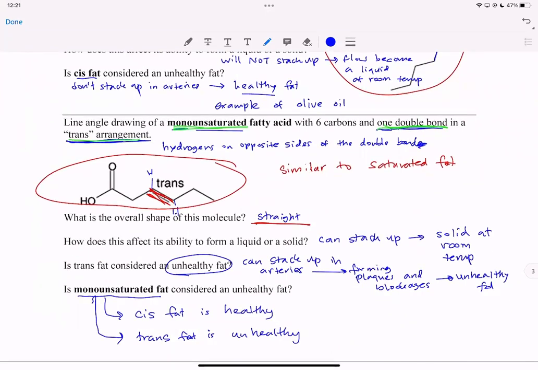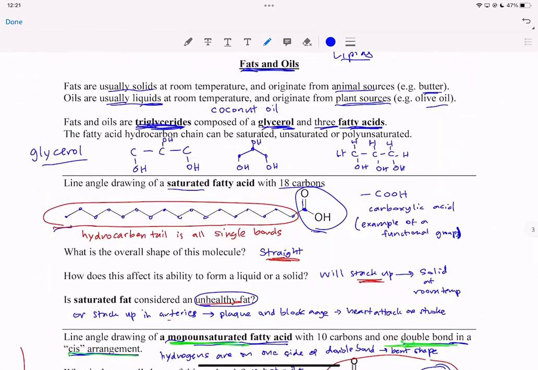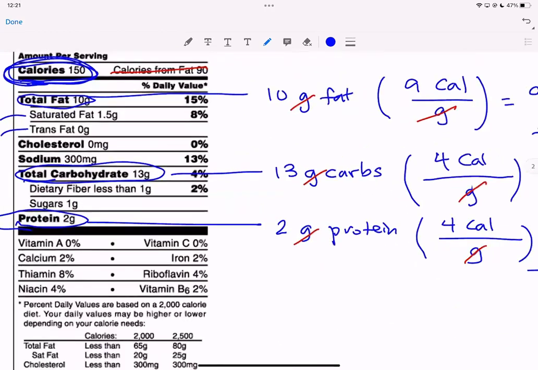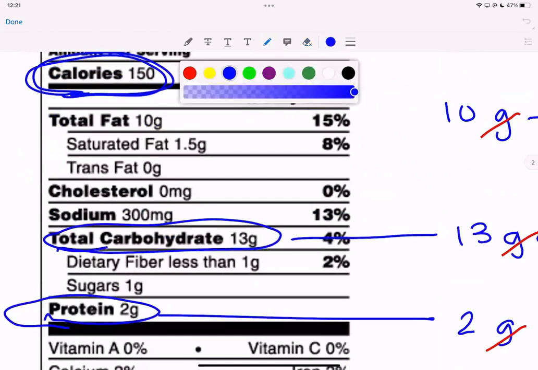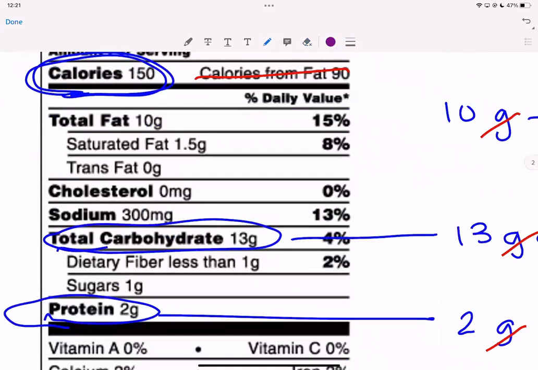Going back to what you see on a nutrition facts label. On a nutrition facts label, when you're given the total fat, let's erase some of this here, you also will see saturated fat or trans fat. And that's because those types of fats are unhealthy. These are your unhealthy fats. And they will be listed on your nutrition facts label. The saturated fat and trans fat do the same thing. They have an overall straight shape and they'll stack up.